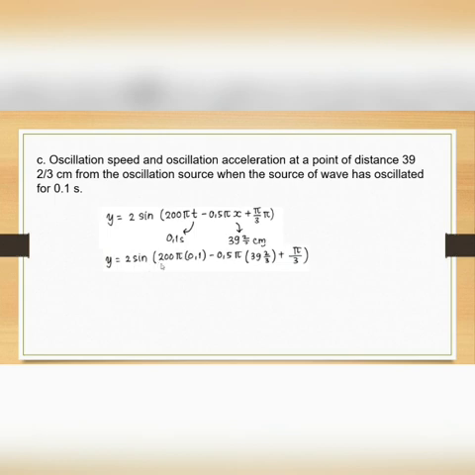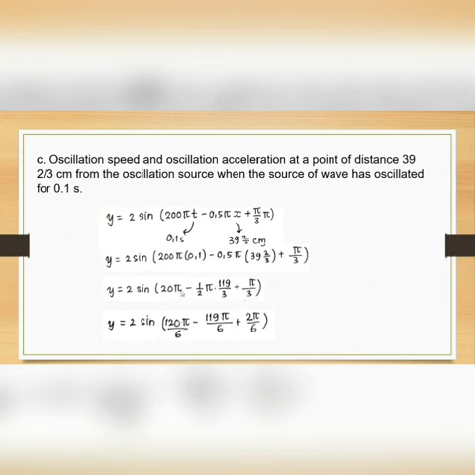So now we have to find the value of this theta. 200 pi times 0.1 is 20 pi, plus 0.5 pi, or a half pi, multiplied by 39 2/3, or 119 over 3, plus pi over 3. This gives the value of 119 pi over 6. So 20 pi is substituted using 120 pi over 6, and pi over 3 is equal to 2 pi over 6.